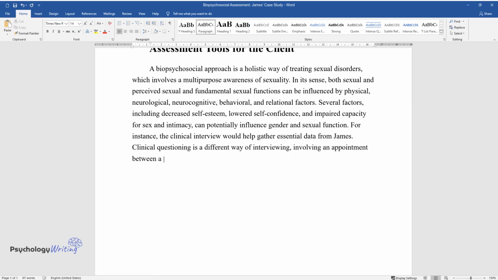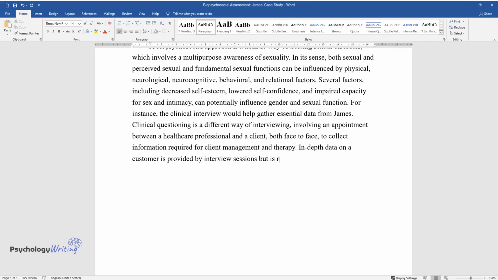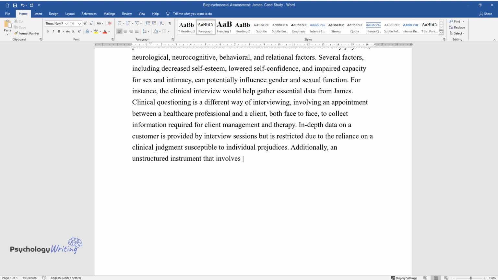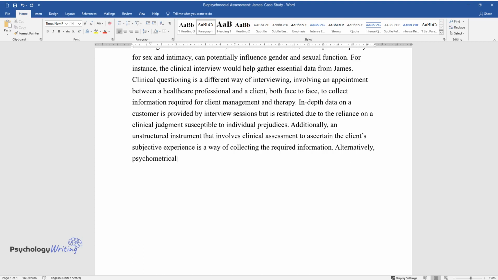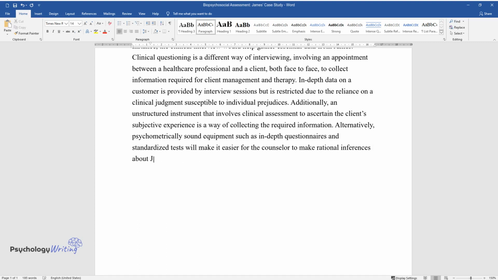Clinical questioning is a different way of interviewing, involving an appointment between a healthcare professional and a client, face-to-face, to collect information required for client management and therapy. In-depth data on a customer is provided by interview sessions but is restricted due to the reliance on clinical judgment susceptible to individual prejudices. Additionally, an unstructured instrument that involves clinical assessment to ascertain the client's subjective experience is a way of collecting the required information. Alternatively, psychometrically sound equipment such as in-depth questionnaires and standardized tests will make it easier for the counselor to make rational inferences about James' sexuality and biopsychosocial issues threatening his family.